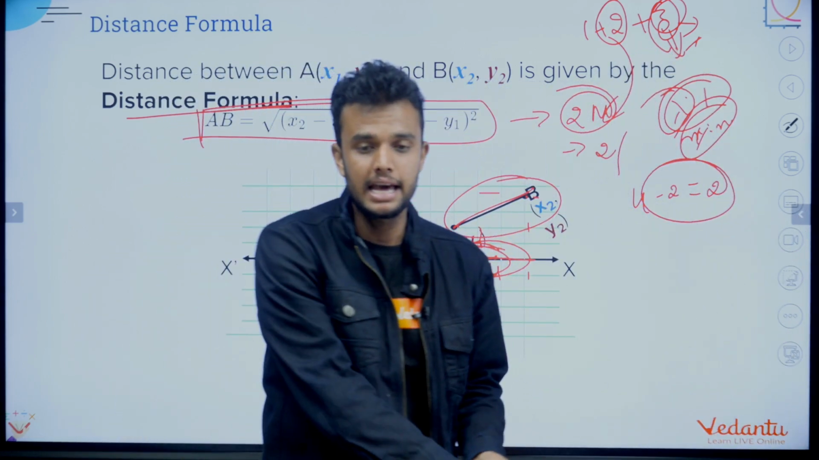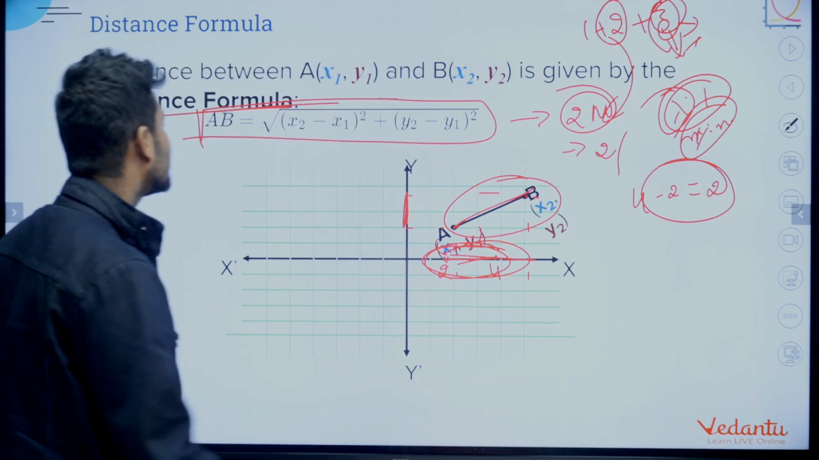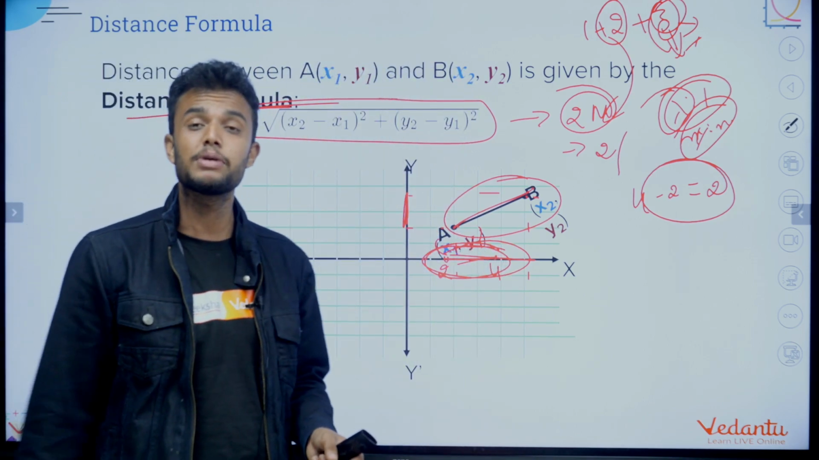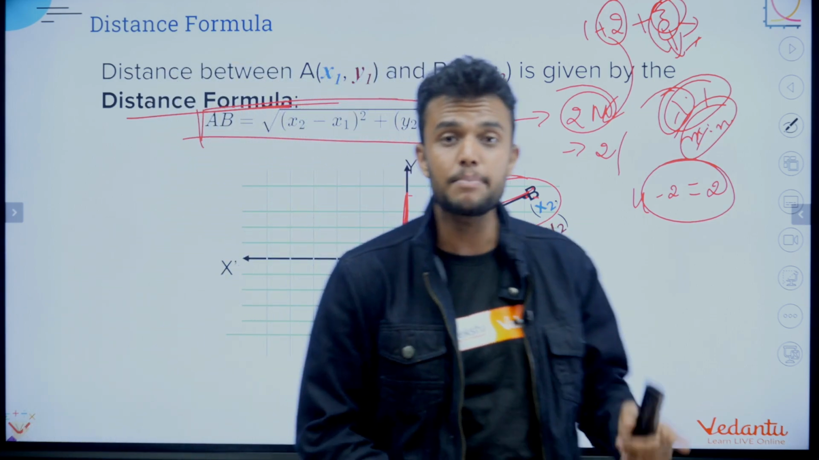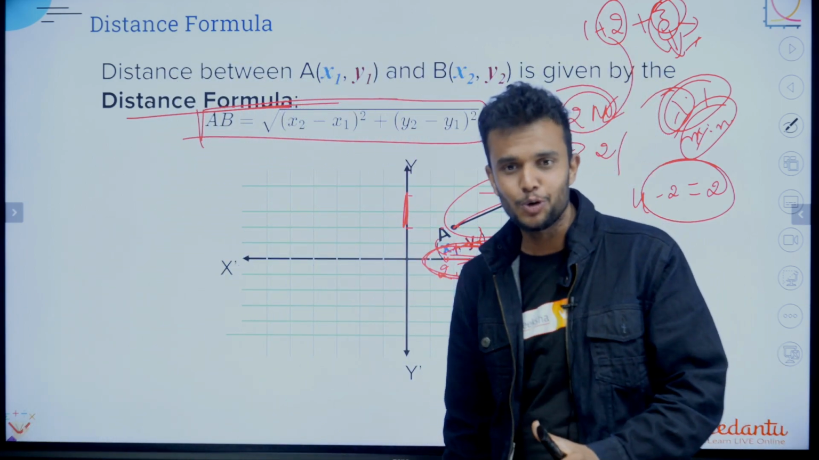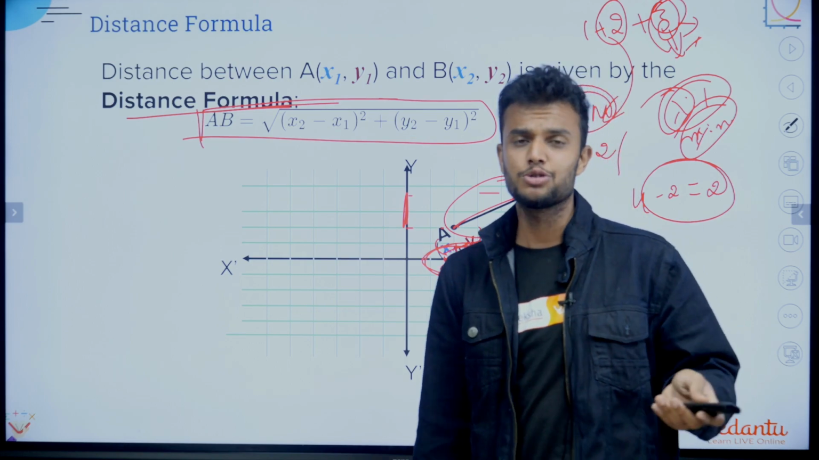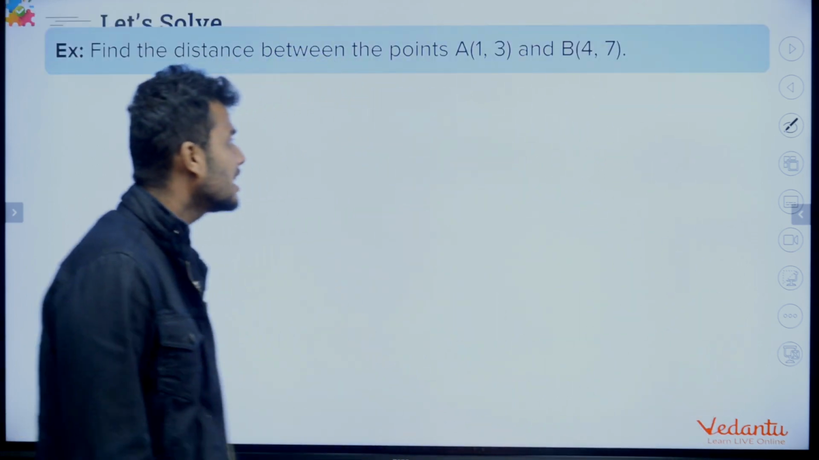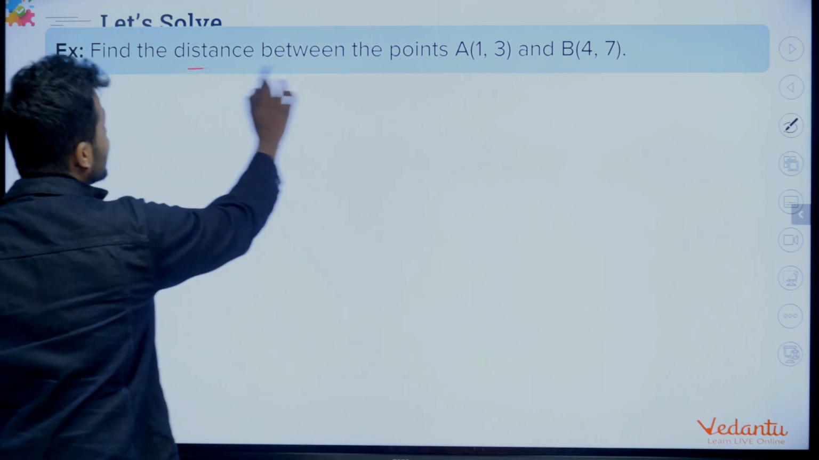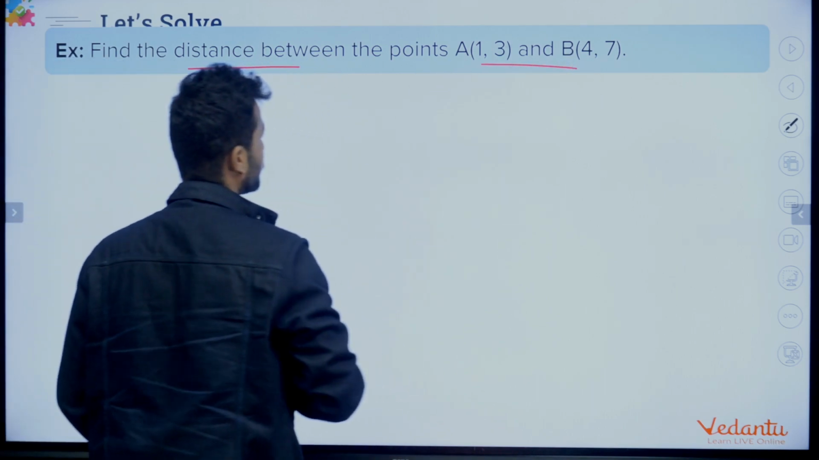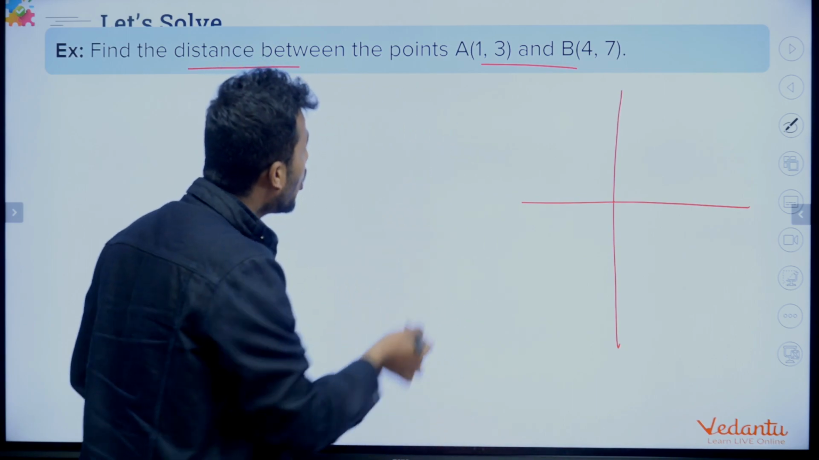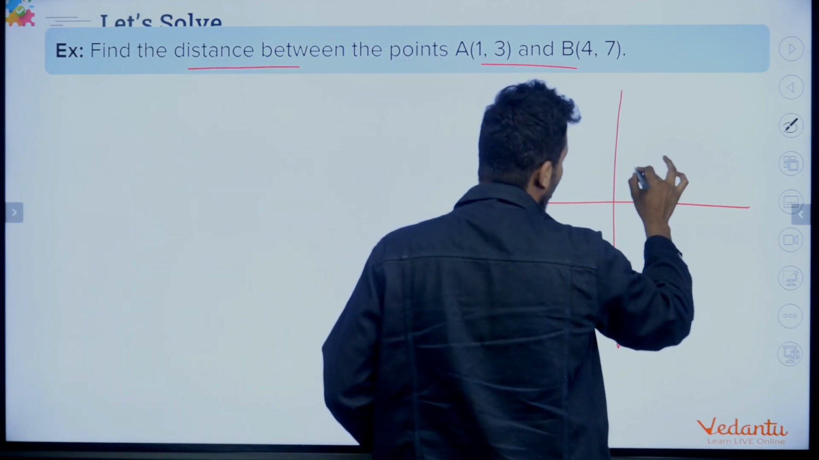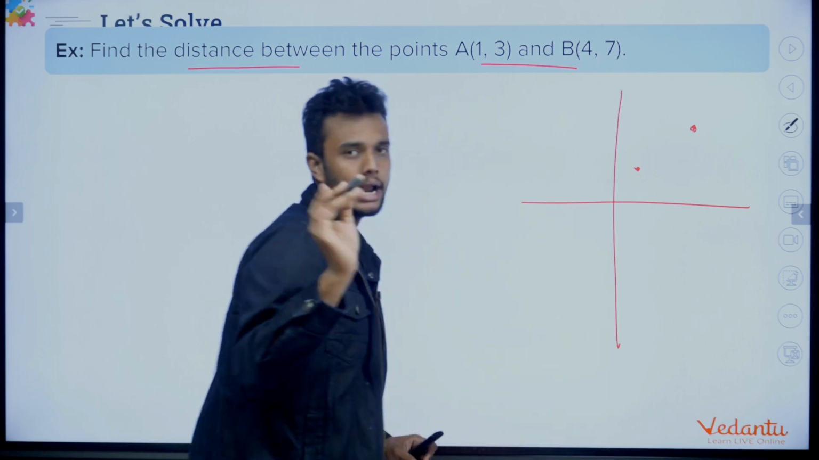Okay, I hope it's clear. Distance formula is clear. Now, what is the distance formula? How to find the distance between any two specific points? AB is equal to, by using the formula, square root of x2 minus x1 whole square plus y2 minus y1 whole square. Very simple. Come on, let's solve one question. Find the distance between these two points. Both are positive here, students. Both positive means both lie in the first quadrant only.